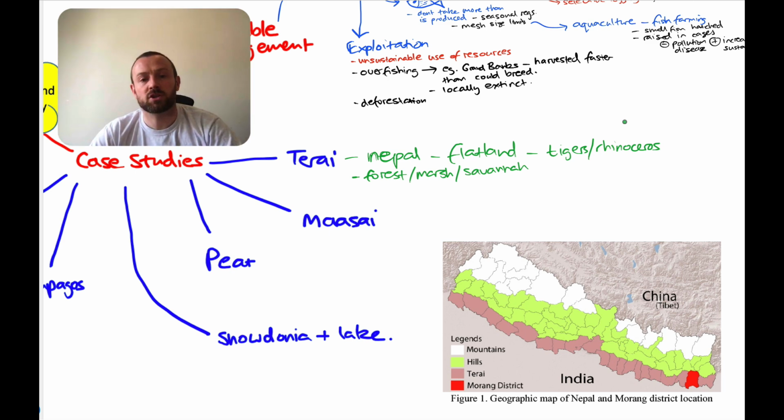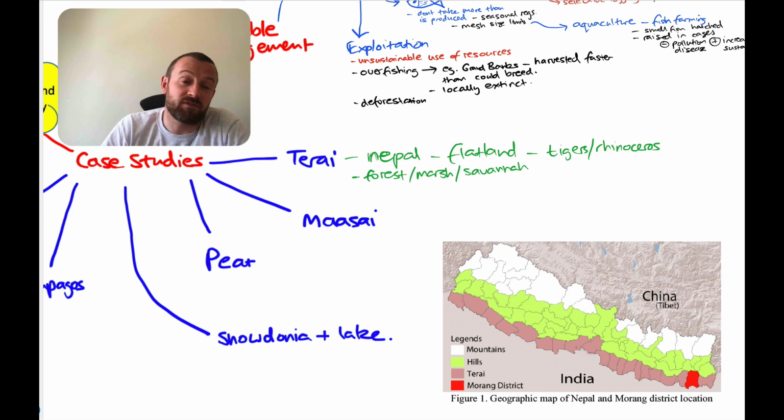And this area is under pressure because there's a conflict between agriculture and conservation. So the forest is a rich resource where the tigers, the rhinoceroses, and the biodiversity really exists. But there's a conflict because people want to fell the forest for a few reasons. So let's put this conflict in here.